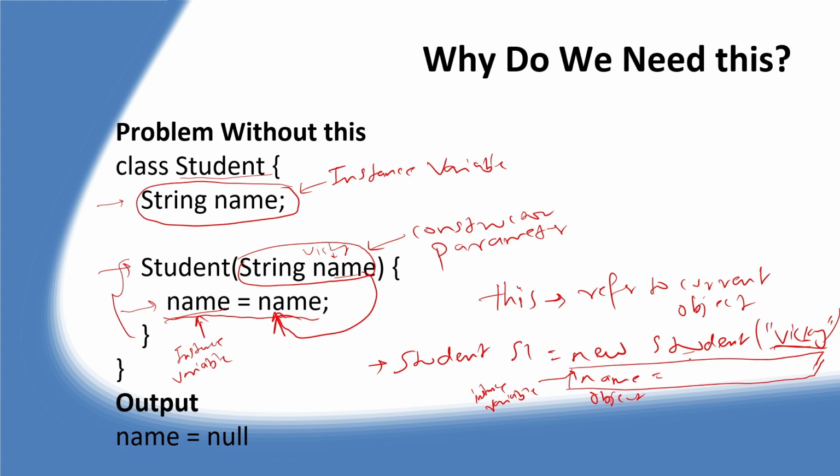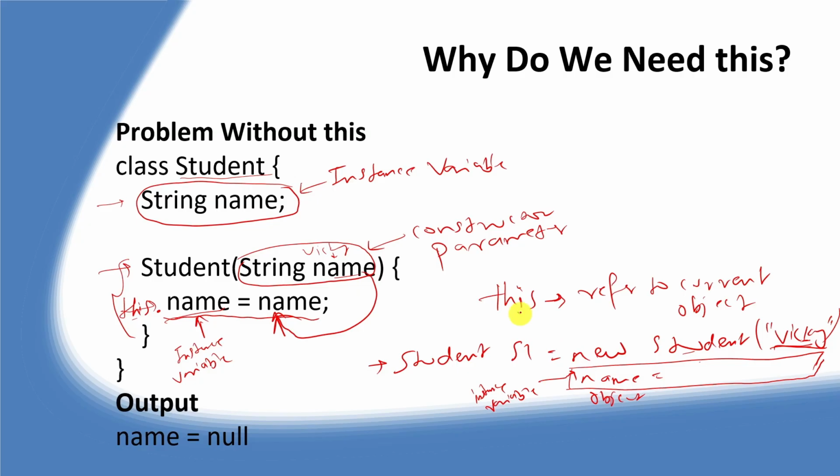So when this line is getting executed, this value should be assigned to the instance variable sitting inside the object. Everything is happening during object creation only. During object creation, values are getting assigned to the instance variable. But here we cannot write name equals name. So for the instance variable, what do we write? We write this.name. What does it mean? This refers to the current object.